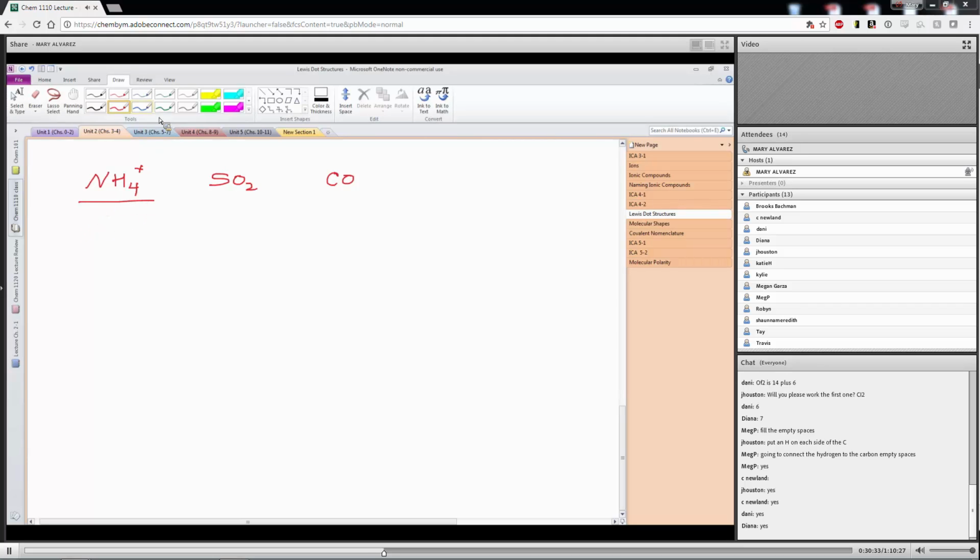Rule number 1, count the total number of valence electrons. How many valence electrons does nitrogen come to the game with? Just look at the periodic table. Perfect, nitrogen comes in with 5. How many valence electrons does each hydrogen atom come to the game with? Perfect, each hydrogen atom comes to the game with 1, and there are 4 hydrogen atoms coming to this game. All right, now this tells us something else very interesting. What does a positive charge mean?